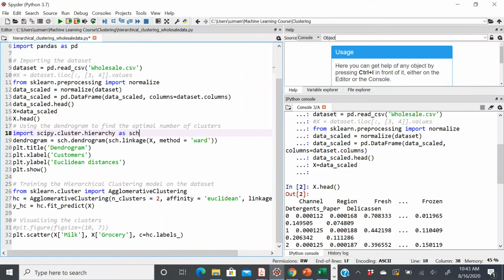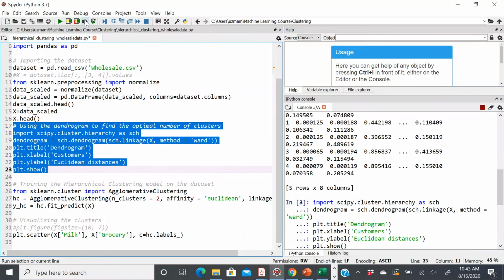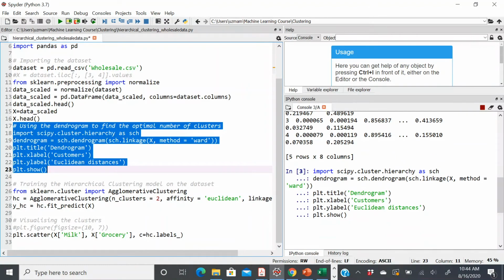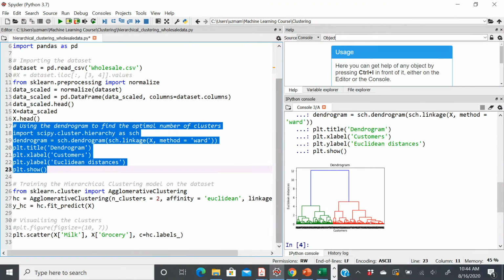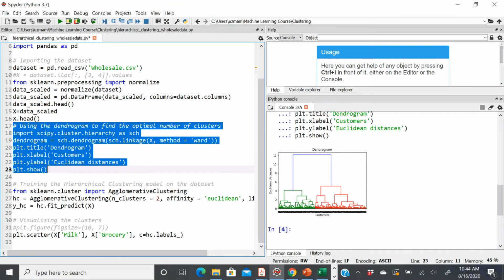I'm importing that, and then here I'm creating an instance of this class, where my input data is x, which is nothing but what we created here, the scaled data, all of it, and the method is ward. This is the method using which we will create linkages, and this is going to show me the dendrogram. So let's actually look at the dendrogram and decide how many clusters we need. Okay, it's taking some time. Okay, here it is.